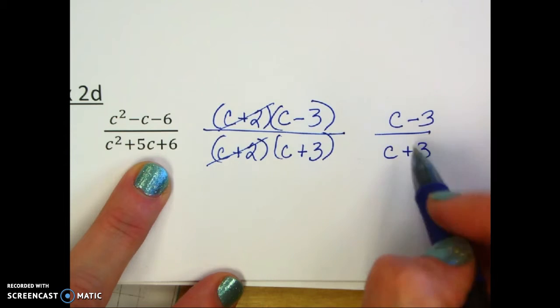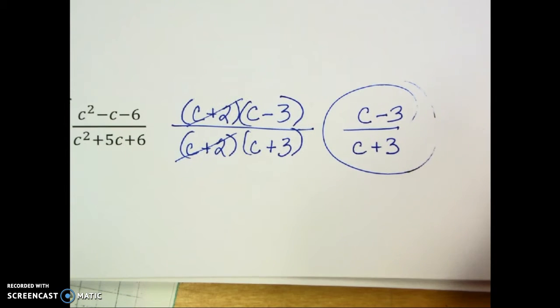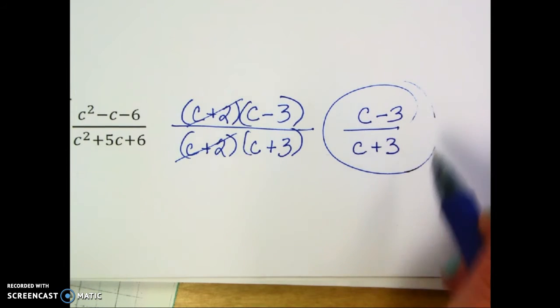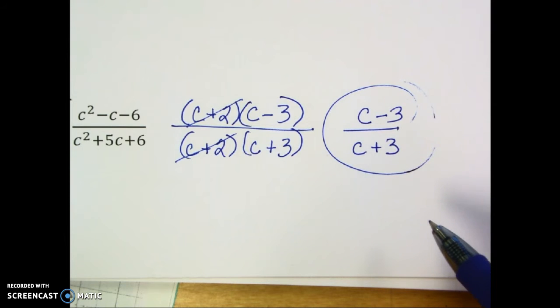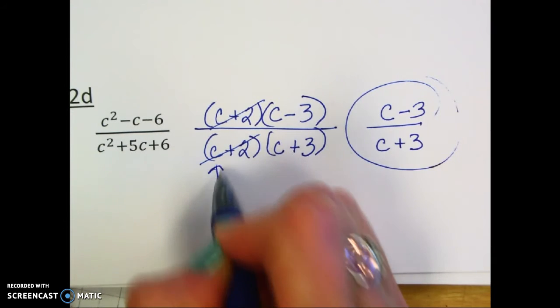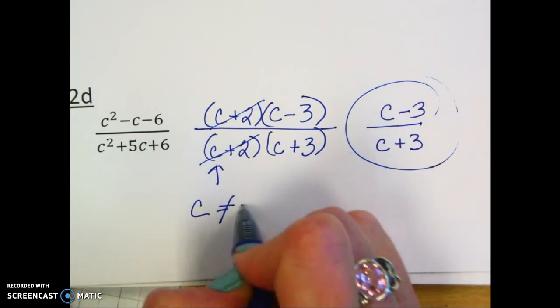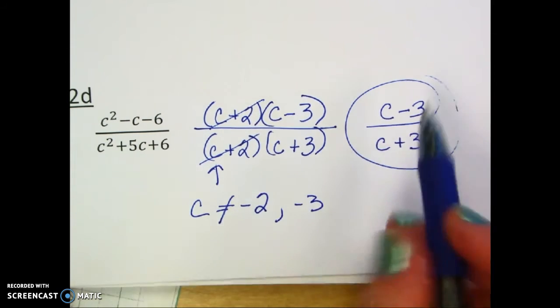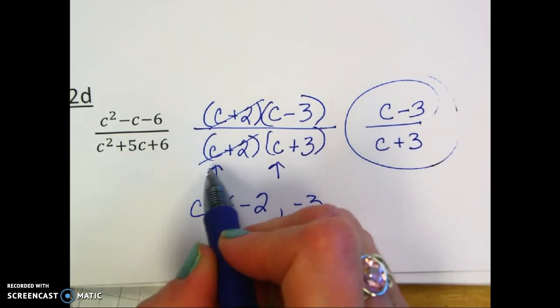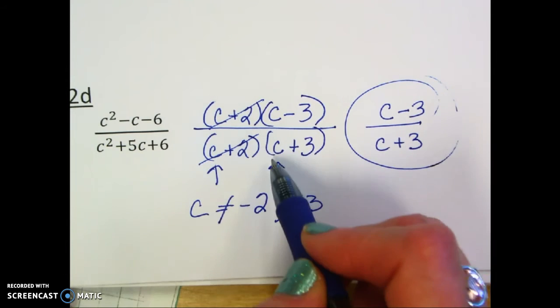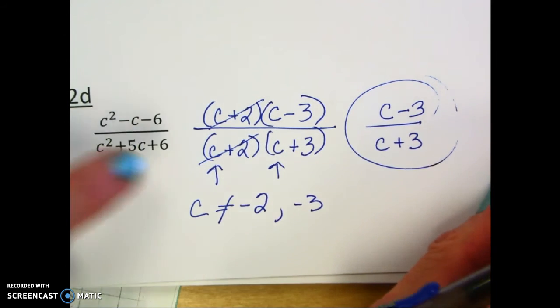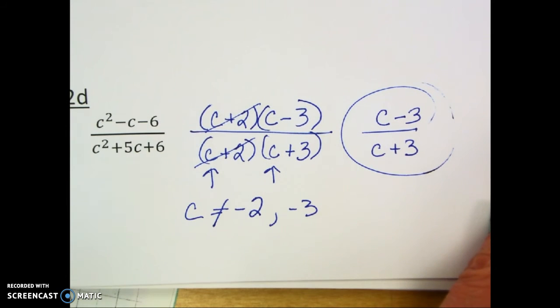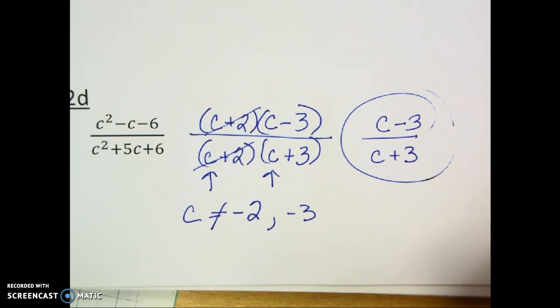If you want to keep parentheses around it, that's fine, but you cannot cancel the c's, you cannot cancel the 3's. Restricted values. C cannot equal -2 or -3. Okay, if it were equal to -2, this would become 0. If it would equal to -3, this would become 0. Even though we're crossing that out, that's canceling, we still have to restrict that value.